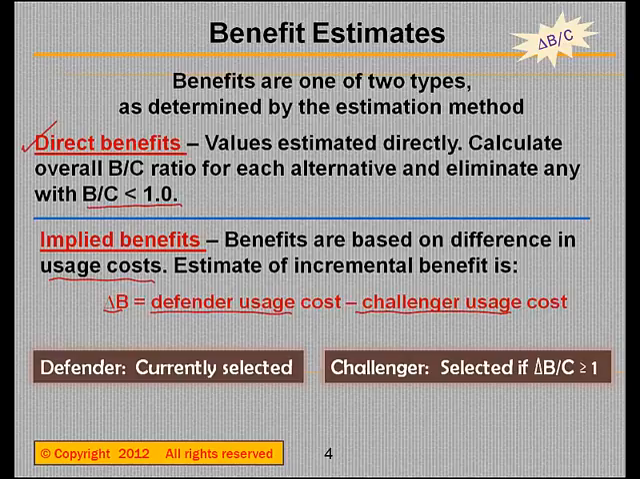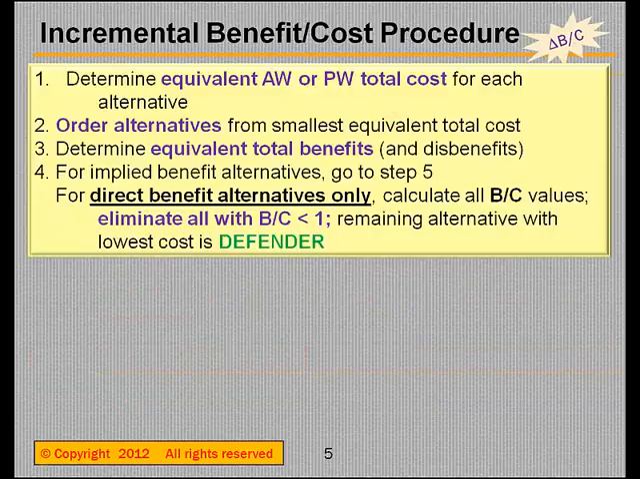As you may have noticed, the defender and challenger terminology is used for incremental BC comparisons. The defender D is the currently selected alternative, and the challenger C is the alternative selected if the incremental BC ratio indicates justification, that is, it is greater than or equal to 1. Now we are prepared to detail the steps of the incremental BC evaluation for two or more alternatives. There are a total of 7 steps. First, determine all equivalent total cost values. Use AW, PW, or FW equivalencies at the stated discount rate. We will assume that annual worth or AW values are used. Second, order the alternatives by increasing AW values.